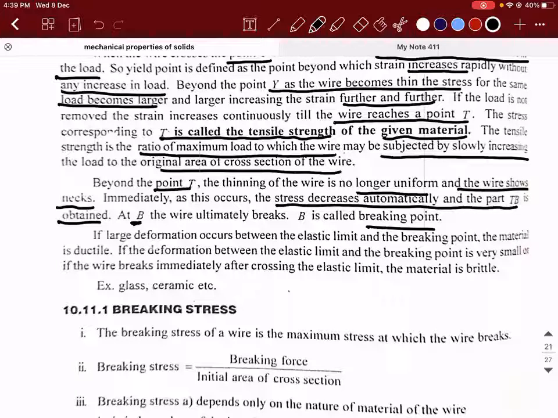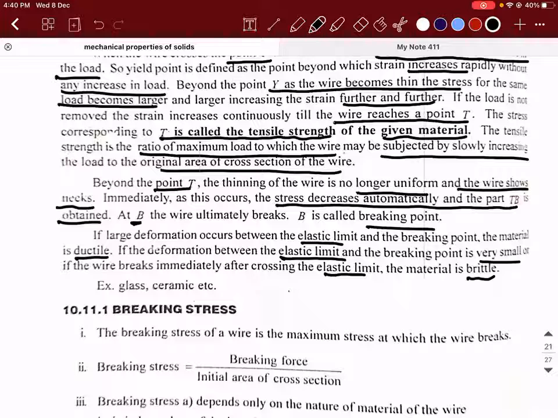So if large deformation occurs between the elastic limit and the breaking point, the material is ductile. If the deformation between the elastic limit and the breaking point is very small, or if the wire breaks immediately after crossing the elastic limit, it is brittle. So you know what is ductile, right? Yes, sir. Which can be drawn into thin wires. Brittle is something that can be broken easily.